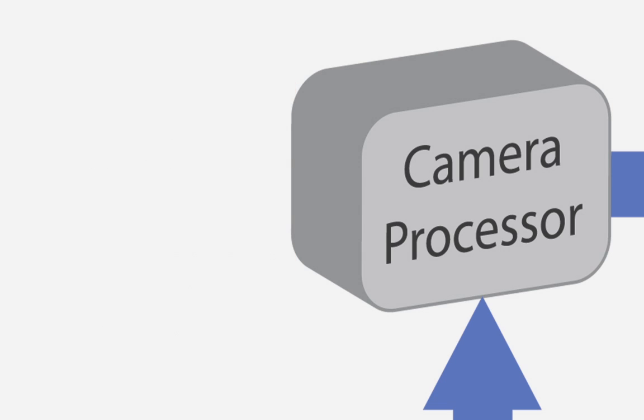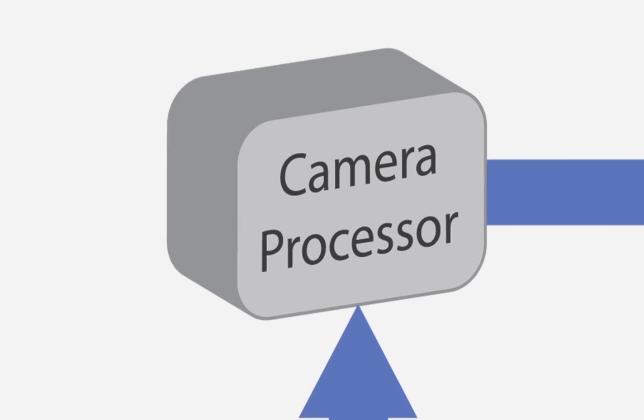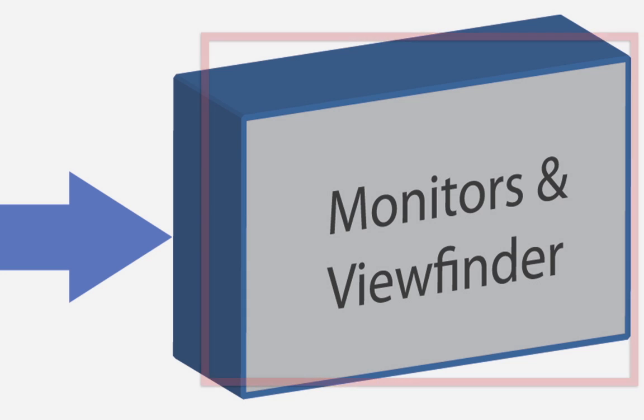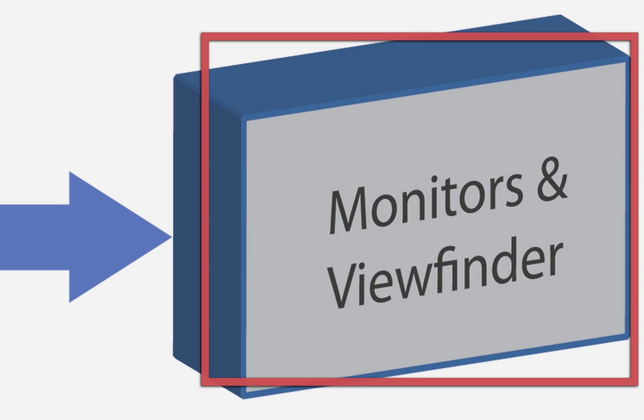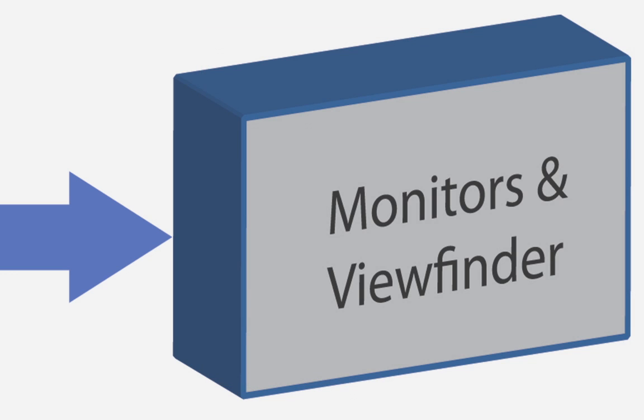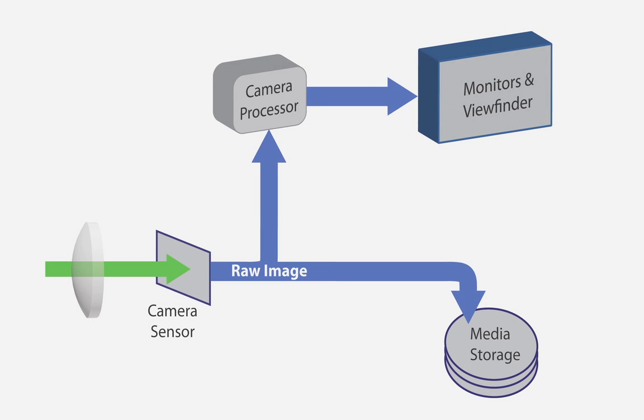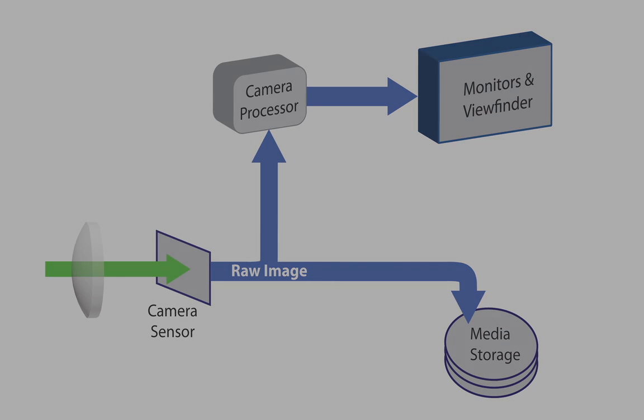What happens in the internal processor only affects the viewing stream, what you see on the monitors and in the viewfinder. These choices that you make about the look of your image do not affect what is being recorded on the storage medium. This is the key point you must understand about shooting RAW.